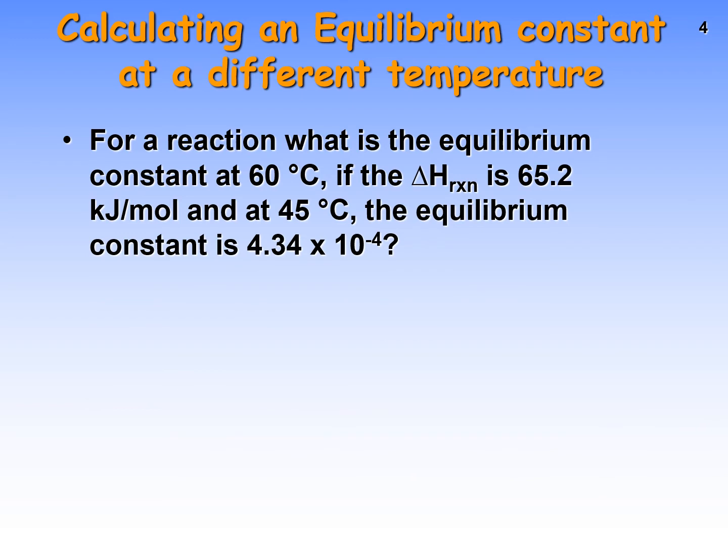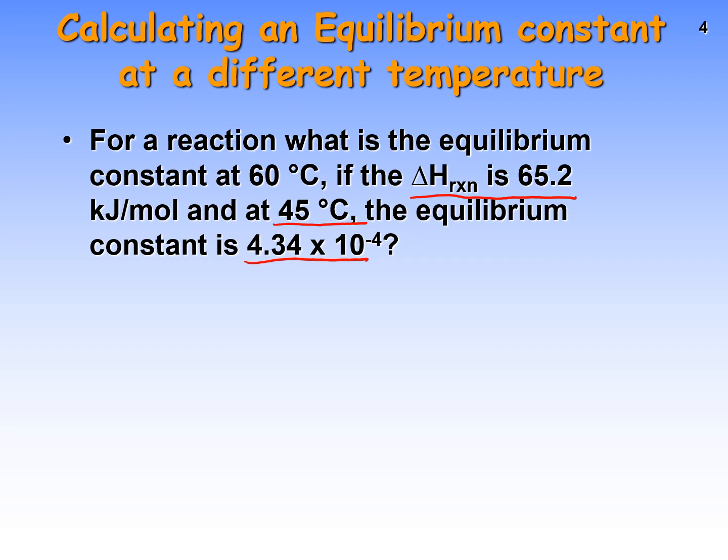Okay, so let's do one more problem, and this will be the last problem we do for chapter 18. So in this problem we have, what is the equilibrium constant at 60 degrees Celsius if we know we have a delta H of 65.2 kilojoules per mole at 45 degrees Celsius, and the equilibrium constant at that temperature is 4.34 times 10 to the negative 4.